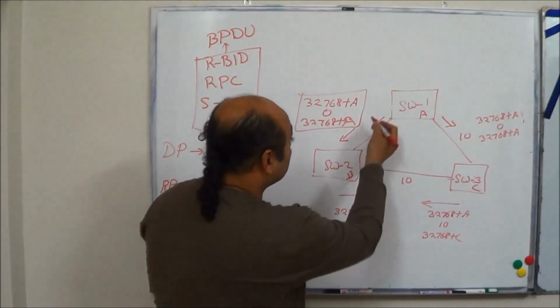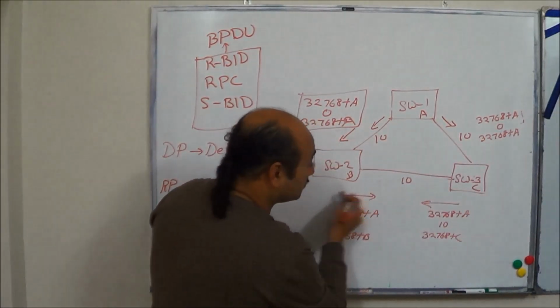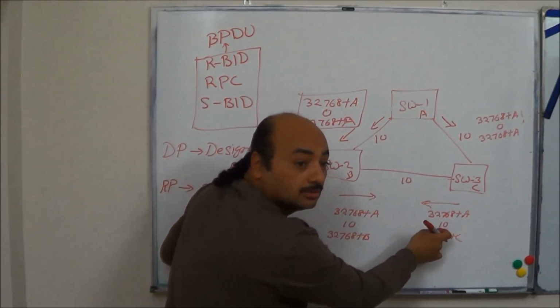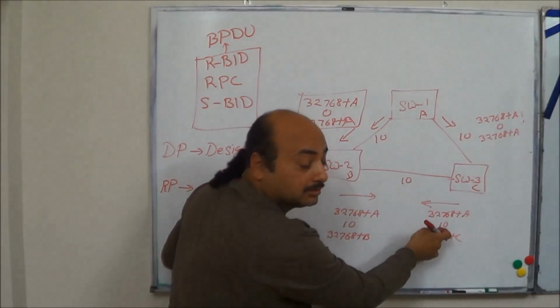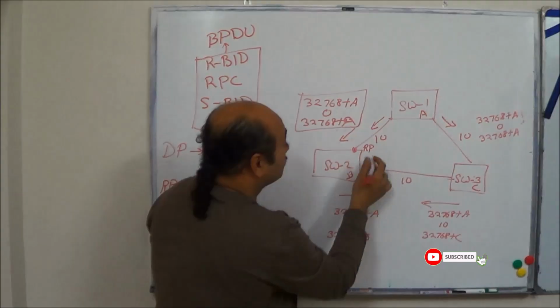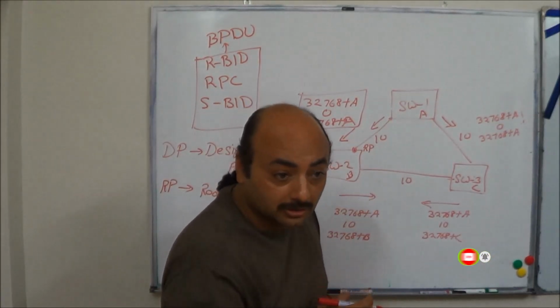So what is it receiving here? 0. What is it receiving from here? Information that the root bridge is at 10. Which one is better? The lower one. So what does it become? Root port. And this, not the root port. There can only be one root port in a switch.